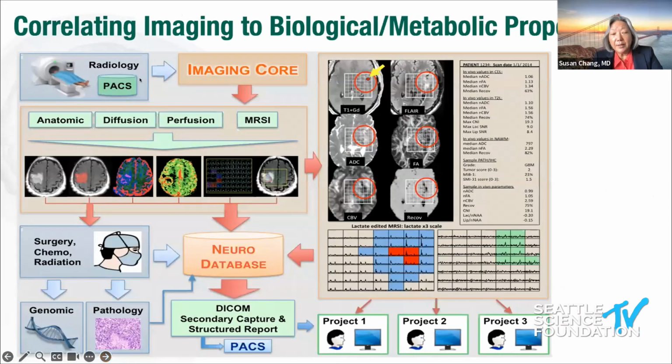And so this paradigm of collecting all of this information, where we do all of the imaging preoperatively, we have the pathology and genomic characteristics, and are now able to go back and correlate all of these changes to clinical outcome, is something that we've been able to do across low-grade as well as high-grade glioma.